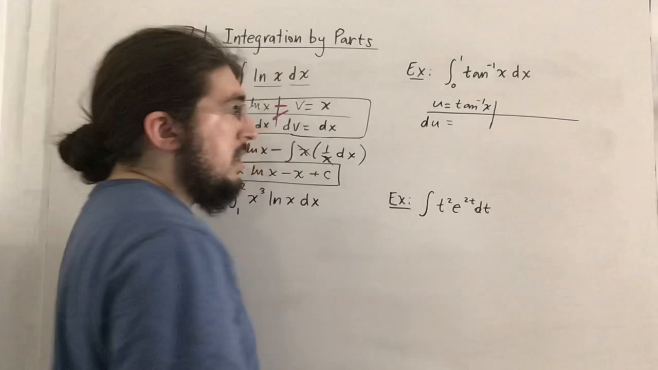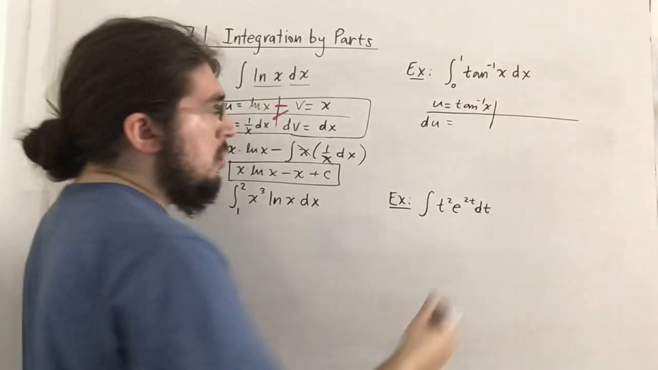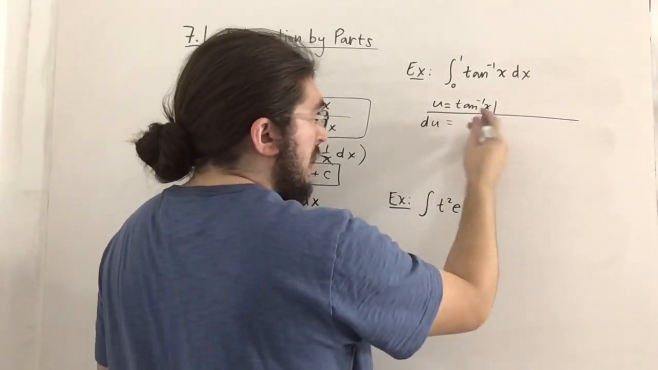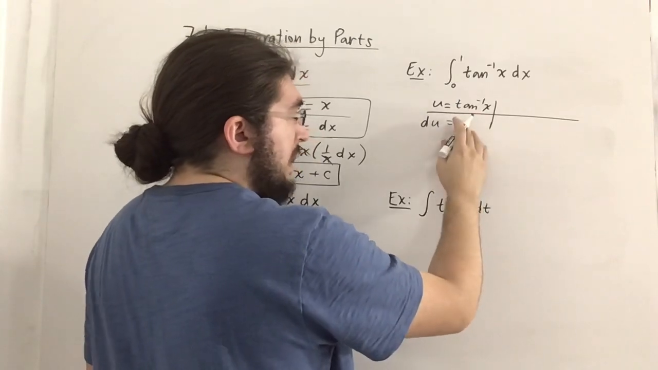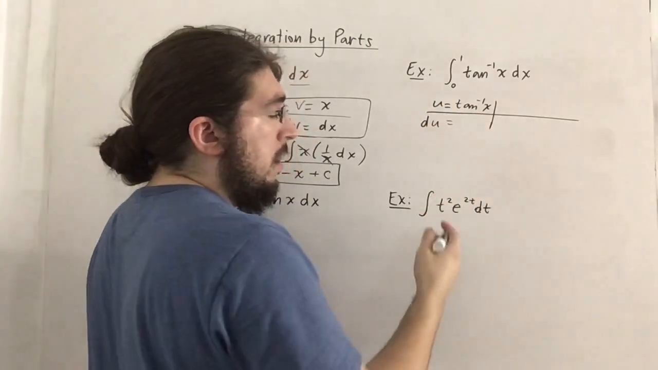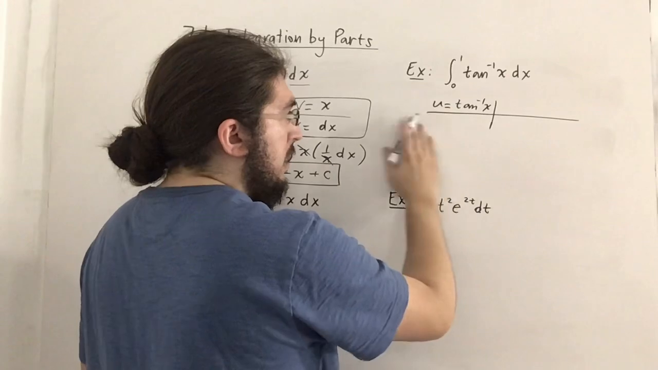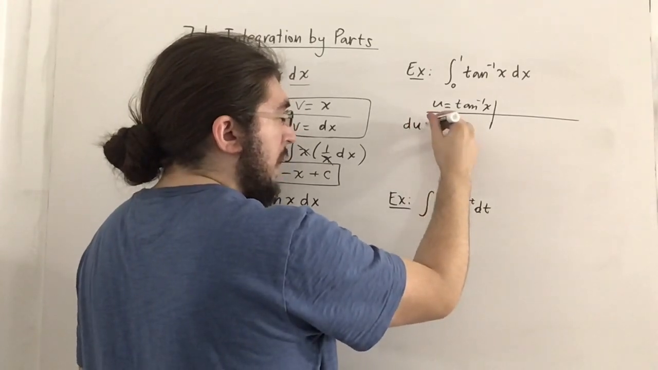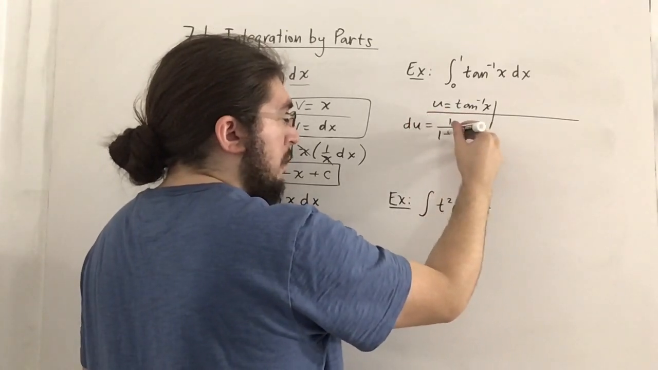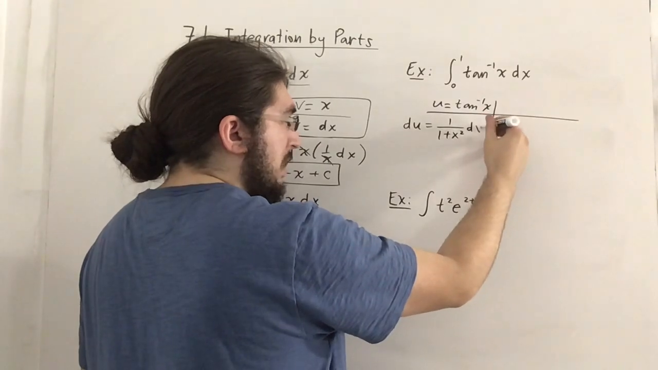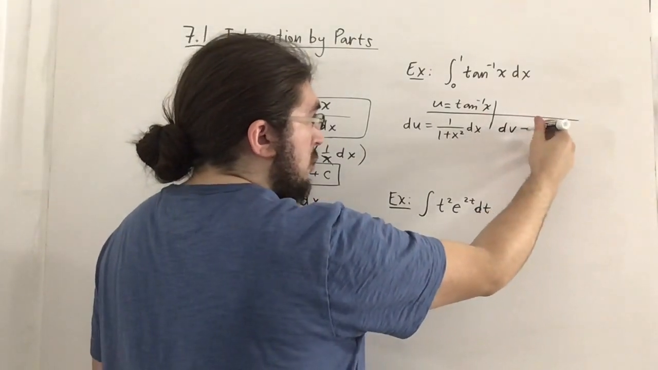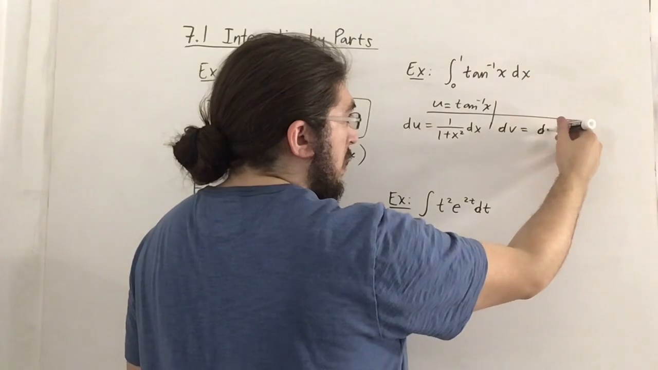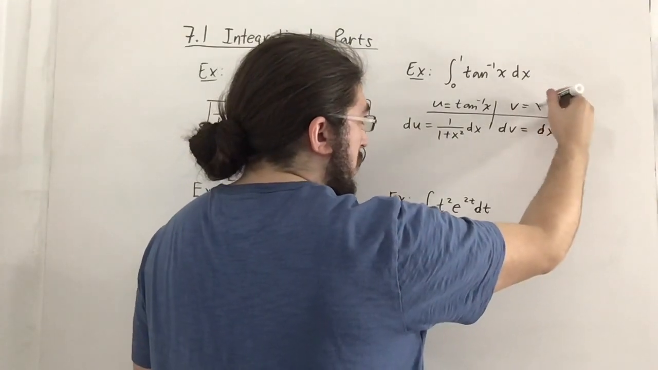So what's du? Well, du is the derivative of tangent inverse, and if you don't recall, that's actually 1 over 1 plus x squared. So let me just scoot this over for a little bit more space. So I have 1 over 1 plus x squared, don't forget dx. dv then has no choice but to be just dx, so that v is equal to x.